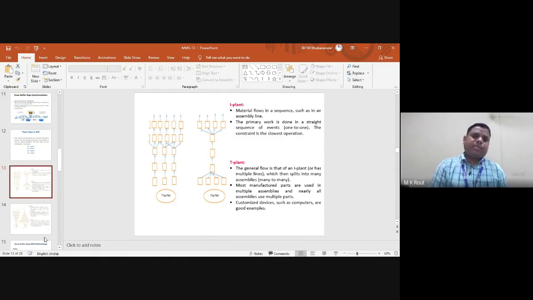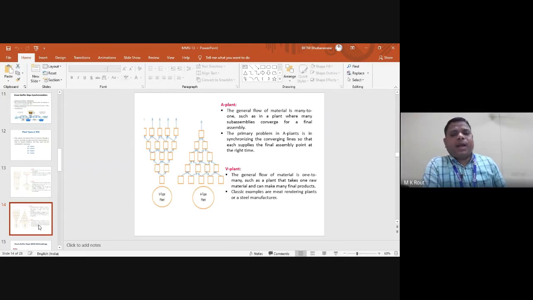But in case of T plant, the general flow is of I plant, or has multiple lines. When they split into many assembly lines, that is many to many. Most manufactured parts are used in multiple assemblies. Nearly all assemblies use multiple parts. The best example is customized devices such as computers, which are a good example for T plant. Similarly, I plant is directly assigned to any kind of manufacturing assembly that uses a sequence of events in the form of one to one. Then moving to the next one.